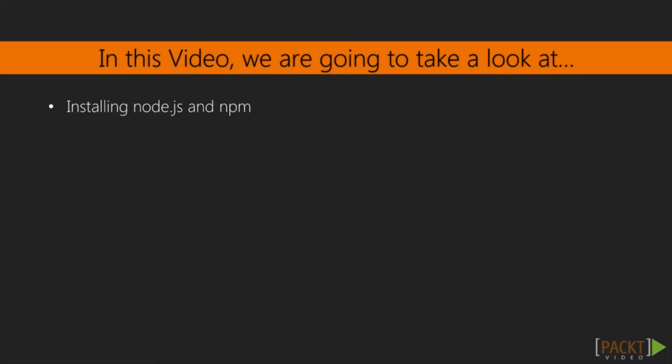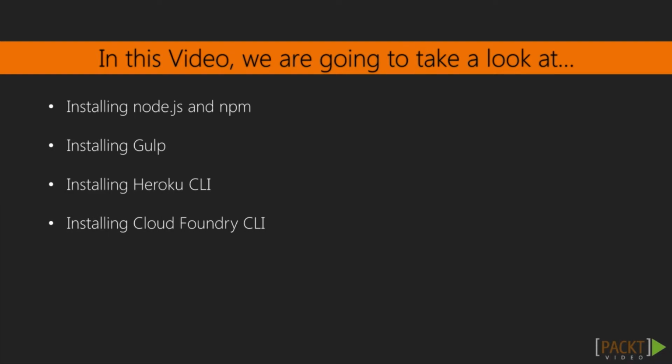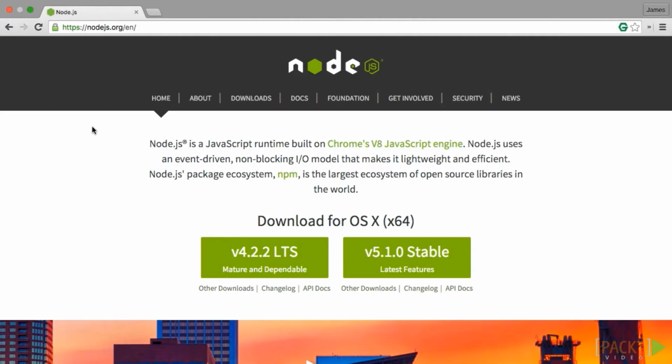We'll first cover installing Node.js and NPM. Then we'll move to Gulp. We'll wrap things up by installing and setting up our required CLIs for Heroku and Cloud Foundry, otherwise known as Bluemix. Installing Node.js and NPM on your computer is going to be necessary to install Gulp next. But don't fret, because it's not complicated.